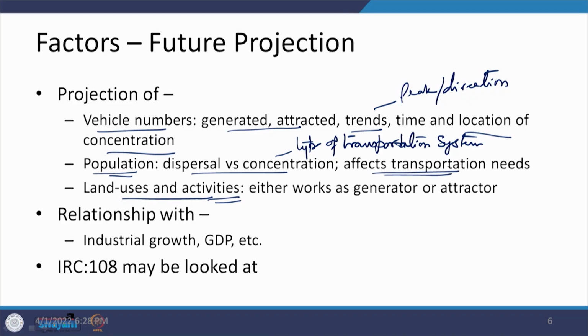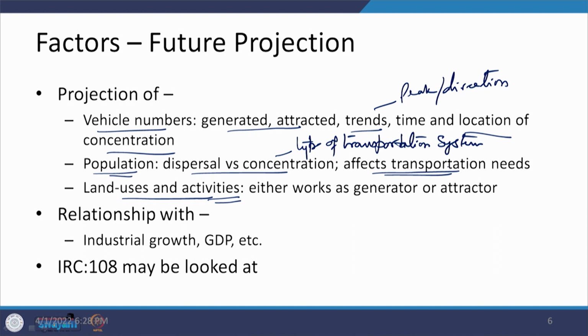So, this population also, the type of population: if there are more women, more elderly people, or more children in an area, or the area has educational facilities, you have to look at the requirements for that.